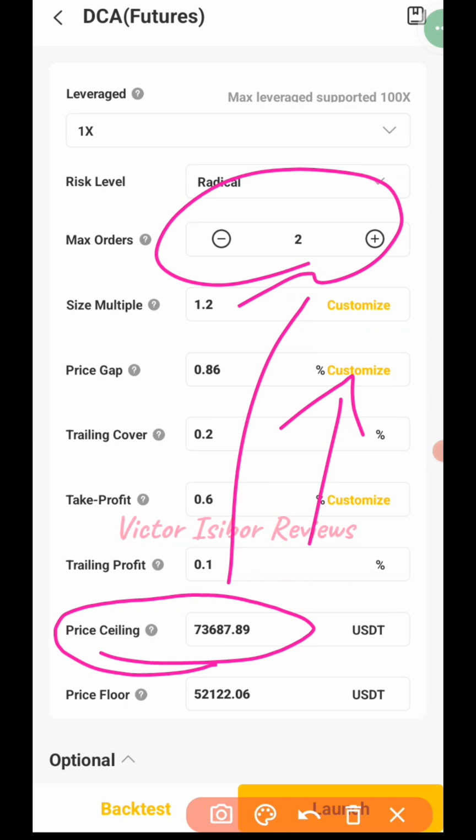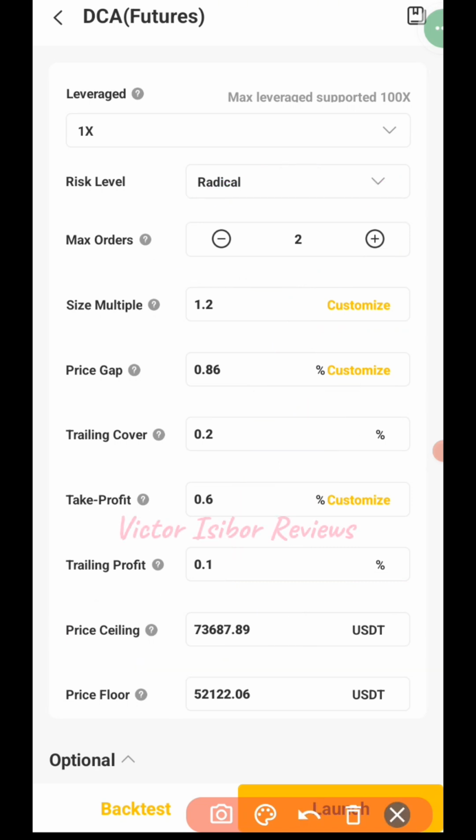So don't see price ceiling or price floor on your trade and be panicking, then you go and close the trade and say, let me open another one. No, it doesn't work that way. You will be putting your account at further risk.